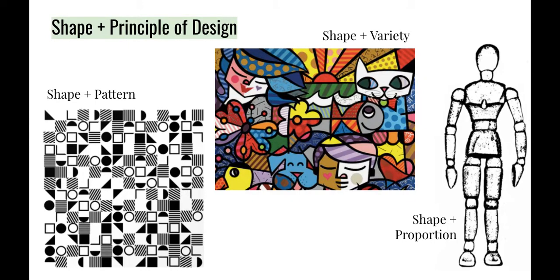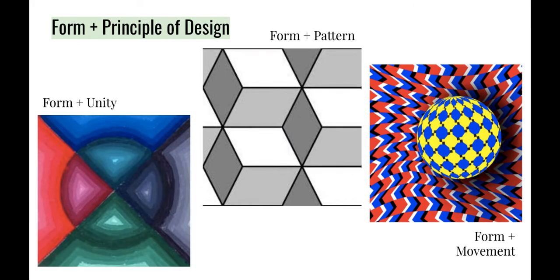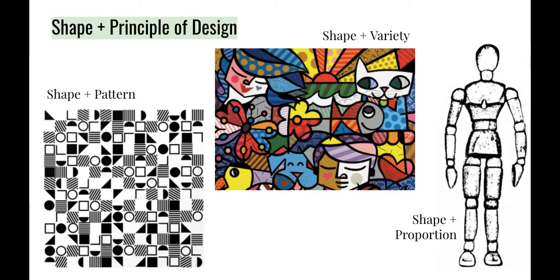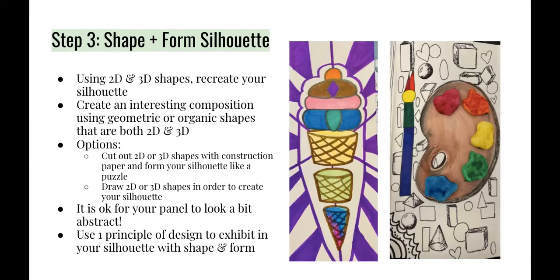You're going to be thinking about shape and a principle of design, along with form and a principle of design. As you can see here, it's definitely doable. I'm going to go through what I did for my panel here. When I was thinking about my silhouette, which is the paint palette and the paintbrush, I decided to break it up into two separate pieces. The paintbrush I made completely flat out of shapes. I used circles, triangles, and two rectangles to create the overall flat shape of the paintbrush.